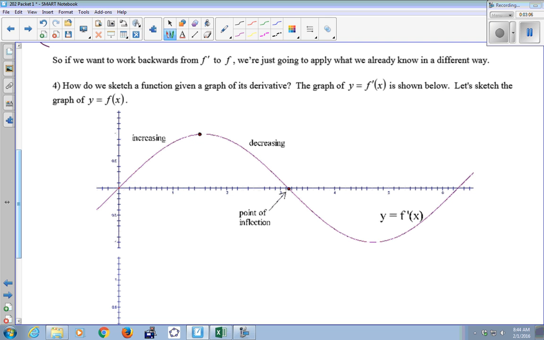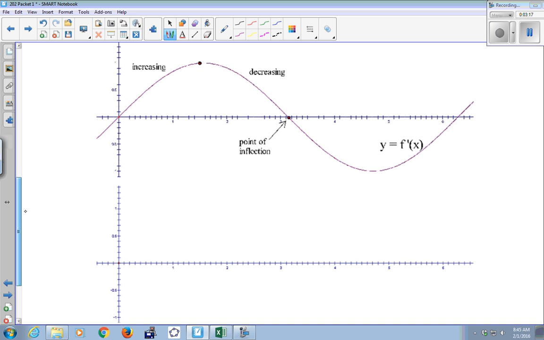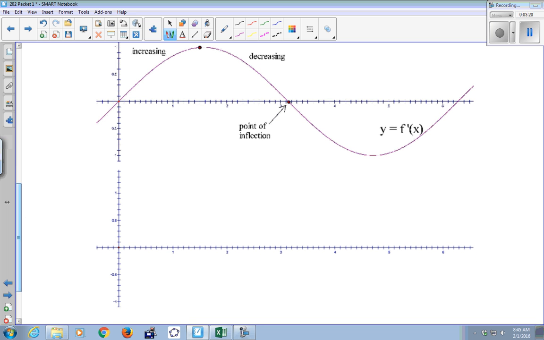So I'm going to sketch a function given a graph of its derivative. So here's a derivative function. This is f prime. And I'm going to sketch its antiderivative. All right. So from 0 to pi, okay, this is f prime. It's positive, right? It's above the x-axis. F prime is positive. So what does that tell you about f? When f prime is positive, f has to be increasing. Okay, so I'm just going to write some notes here. From here to here, from 0 to pi, f has to be increasing.